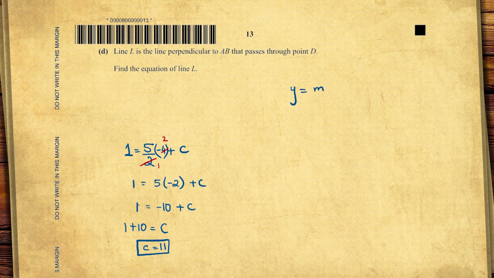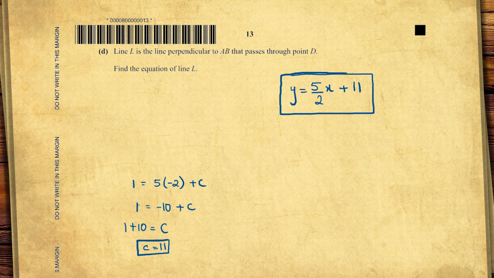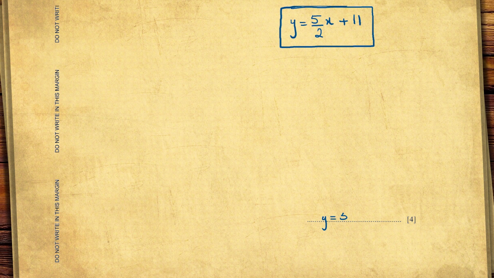So in the equation of the line L, we have both m, the gradient of the line, and c, the y-intercept. So the gradient is 5/2 and the y-intercept is 11. So the equation of the line is y equals 5/2x plus 11. And we can write it in the answer space, y equals 5/2x plus 11.